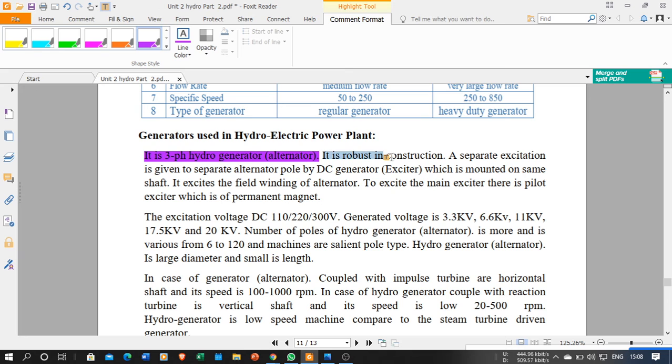It is robust in construction. Now basically what happens is, I need to convert mechanical energy into electrical energy.